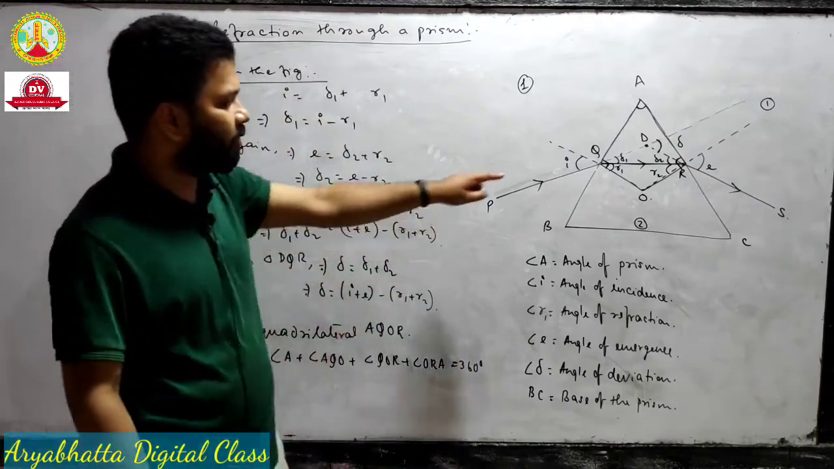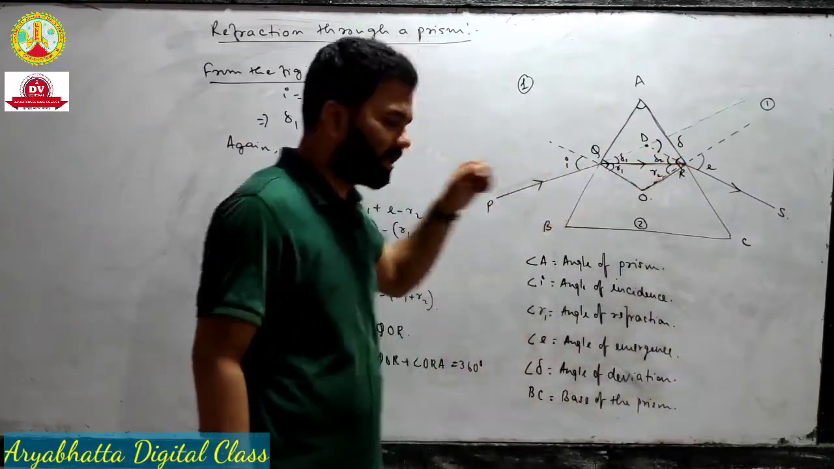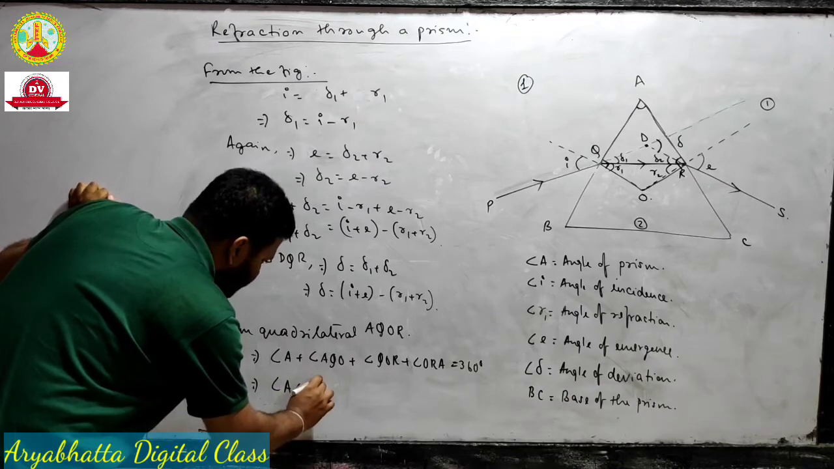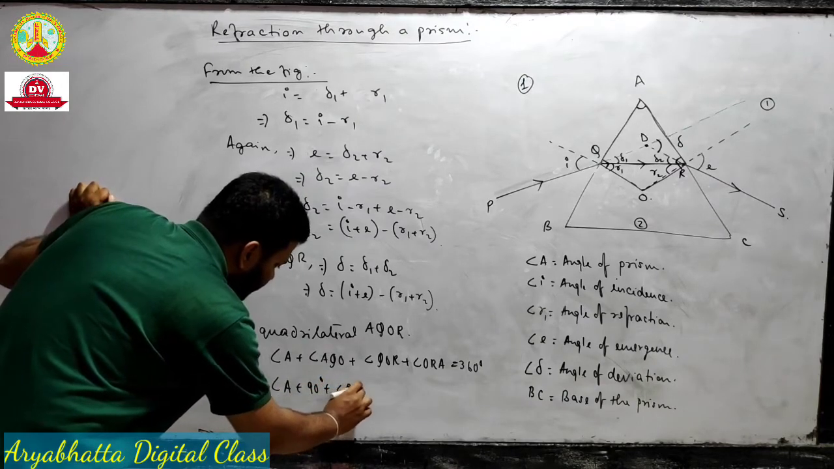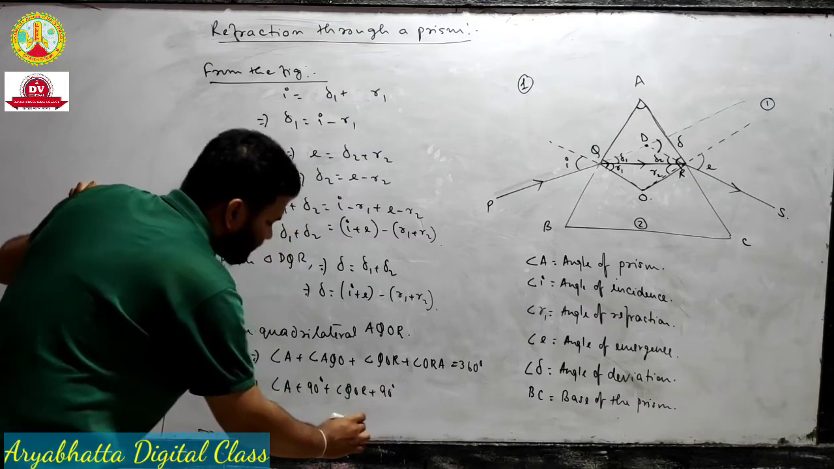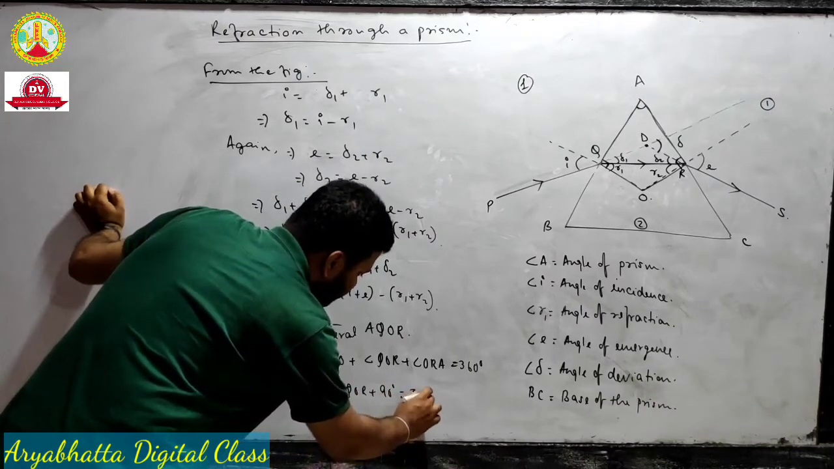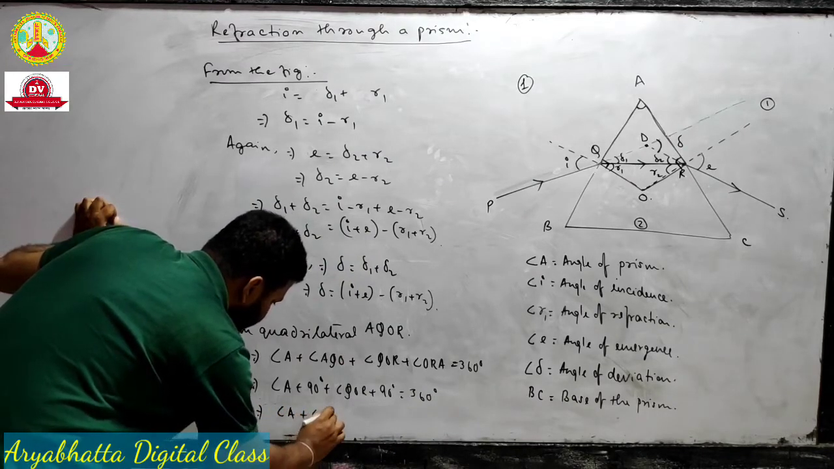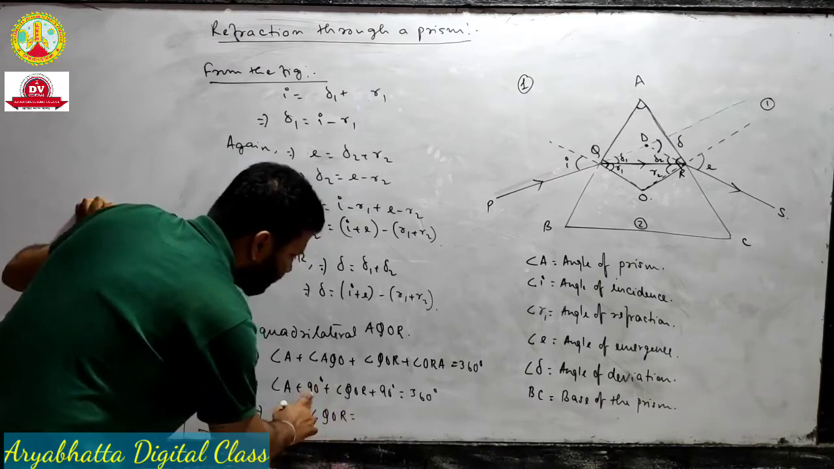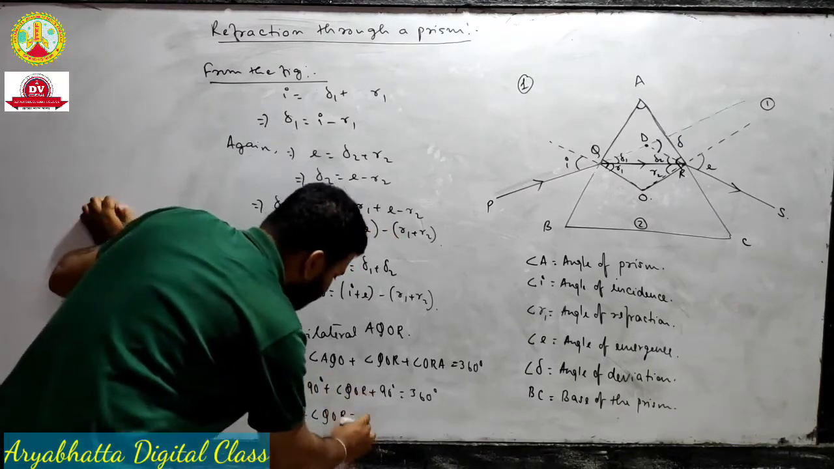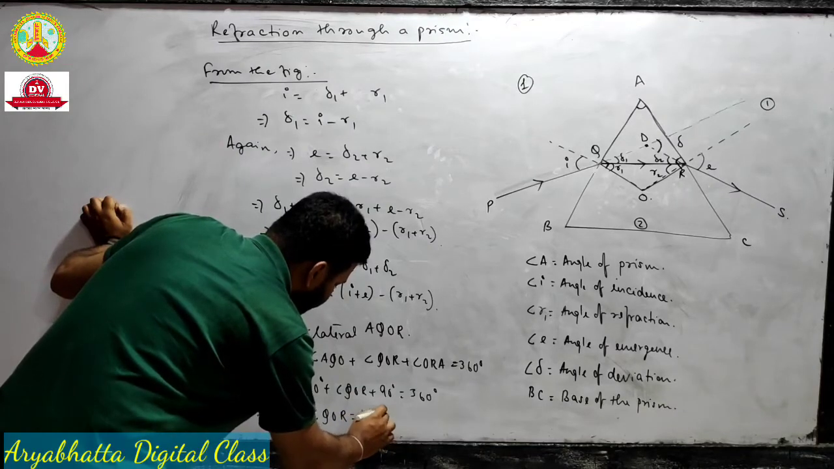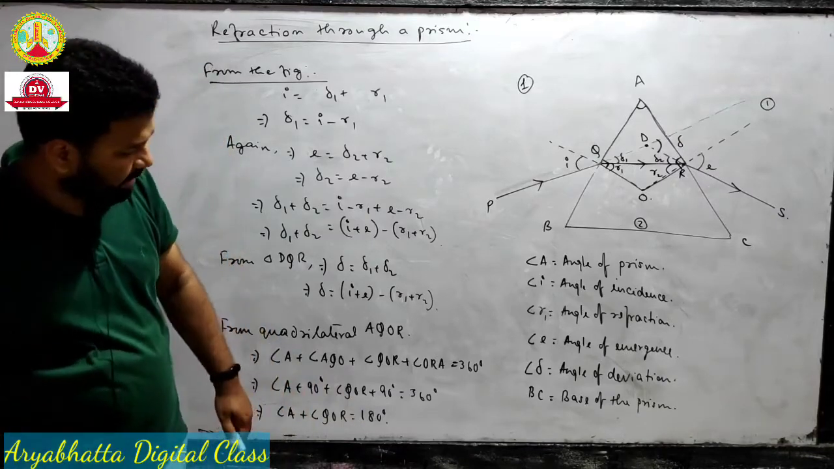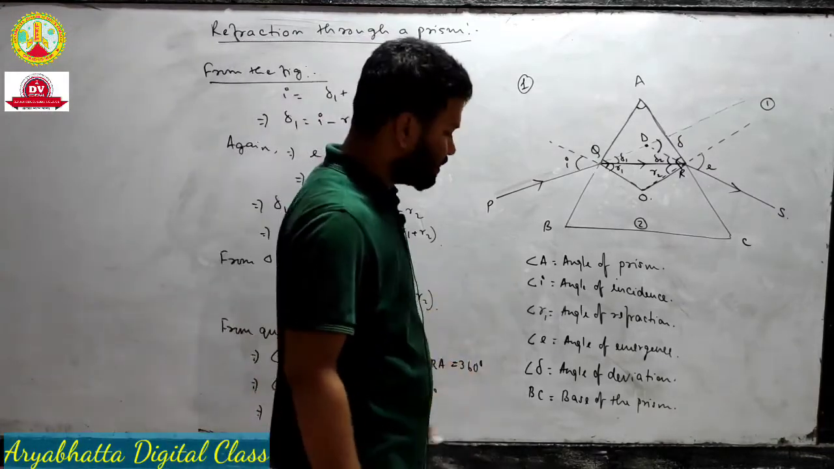Now what is AQO? This angle and this angle, they are 90 degree. So we will write angle A plus 90 degree plus angle QOR plus 90 degree is equal to 360 degree. So angle A plus angle QOR is equal to 360 minus 180, which is 180 degree. Okay. So angle A plus QOR is equal to 180 degree. Okay, I am going to erase this portion.